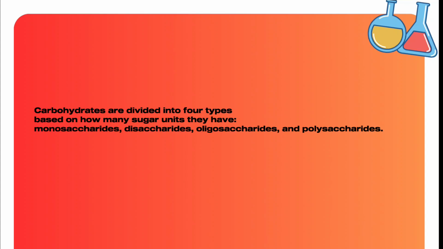Carbohydrates are divided into four types based on how many sugar units they have: monosaccharides, disaccharides, oligosaccharides, and polysaccharides.